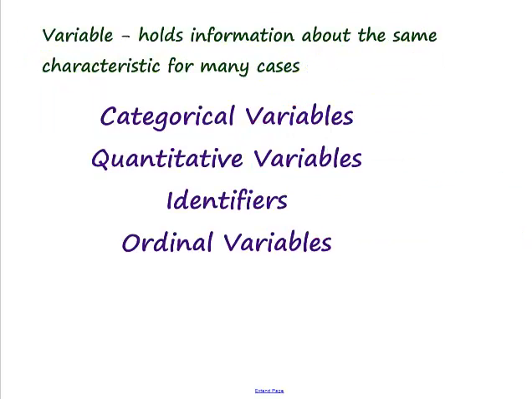Our last topic is variable. Variables are the items of interest that we are interested in from the sampling unit or population. Sometimes it's called a characteristic, can be a person, thing, or idea. A variable holds information about the same characteristic for many cases. We're going to discuss categorical variables, quantitative variables, identifiers, and ordinal variables.